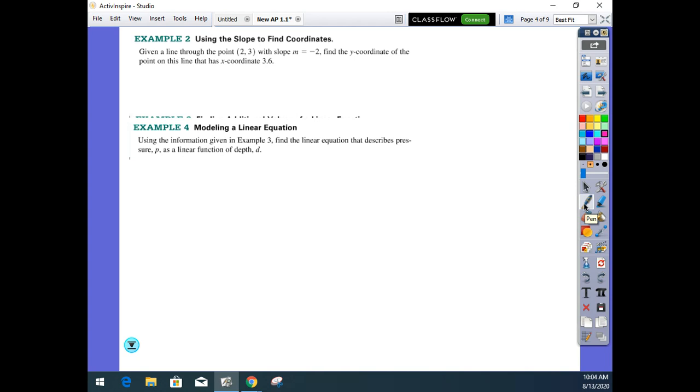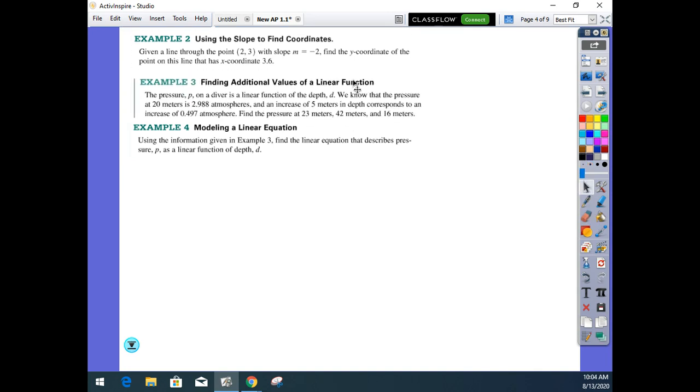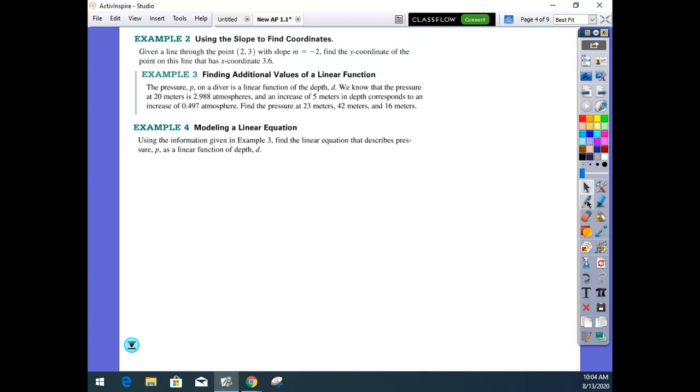All right, so it says using the information in example 3, I'll put that back up there, find the linear equation as a function of D. All right, so we know we found our slope earlier, from up in example 3.